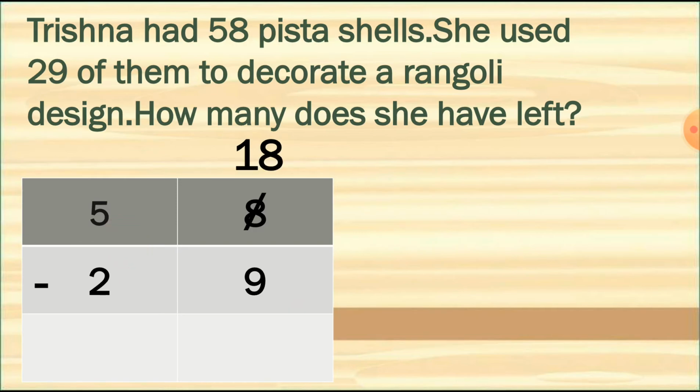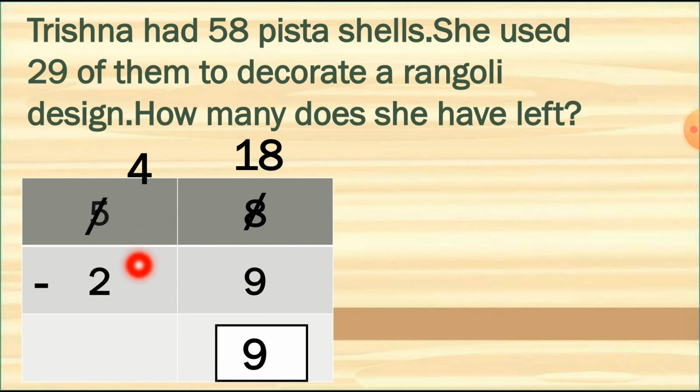So 8 becomes 18. Now we can easily cut 9 from this 18. So 18 minus 9 is equal to 9. Now this column is complete. So let's move to the tens column. We have to cut 1 from 5, so here 4 is left. Then 4 minus 2 is equal to 2.